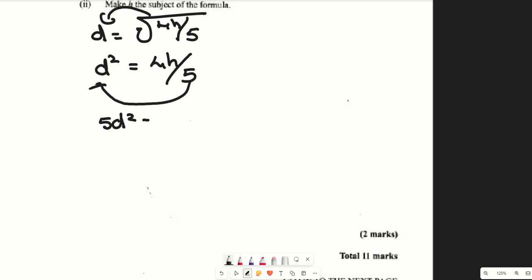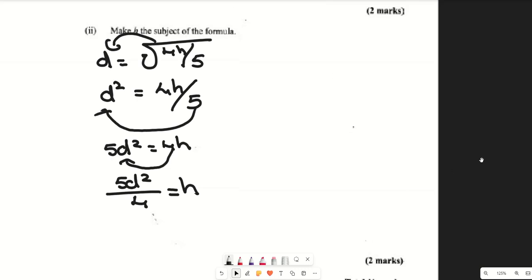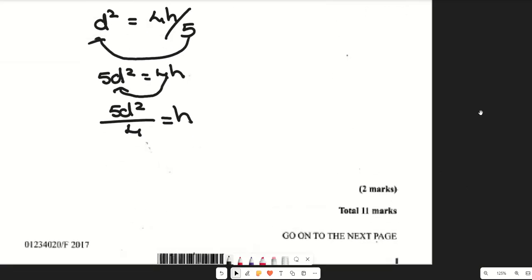So 5d squared is equal to 4h. You want h the subject. The relationship between h and 4 is multiplication, so you carry across by 4. That is 5d squared all divided by 4 is equal to h. And that would be your answer to make h the subject of your formula. And that is the end of May-June 2017, number 2.